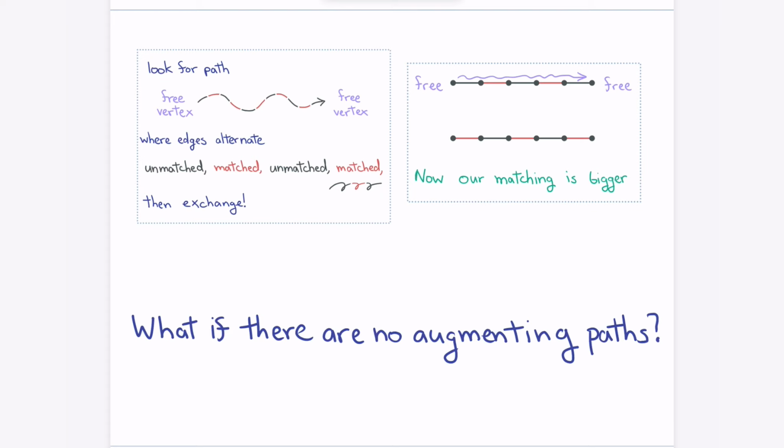No, there could be many unmatched vertices. You're just not able to get there along these black-red paths. There's no augmenting path. There may be paths, and there may be several unmatched vertices. If you only have one unmatched vertex, you're definitely done.